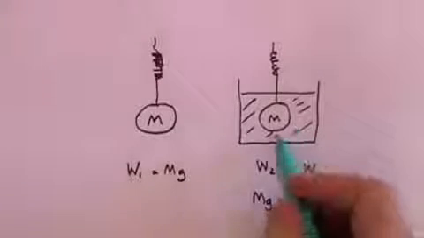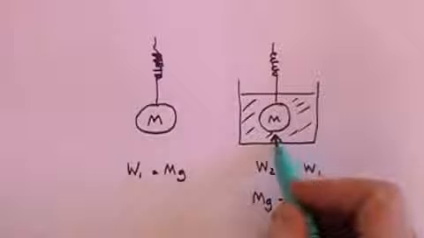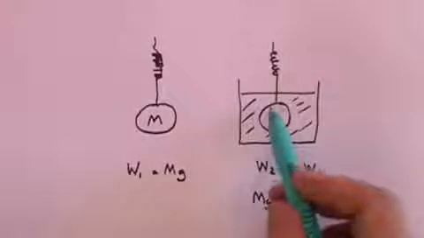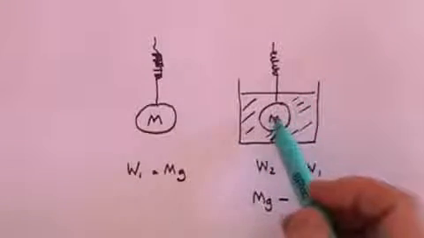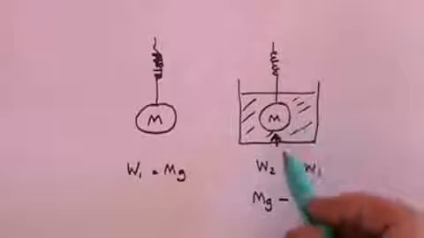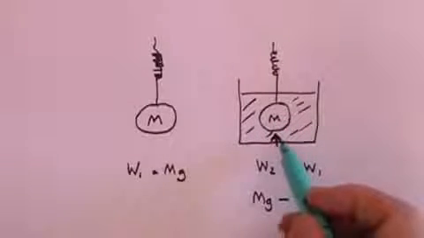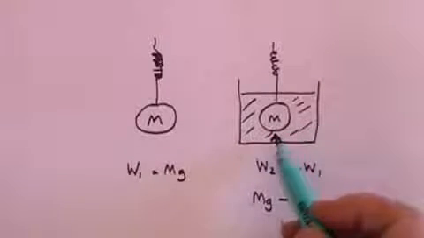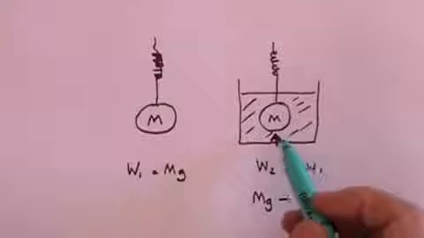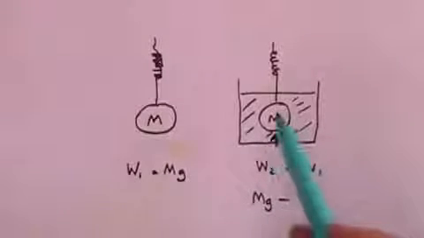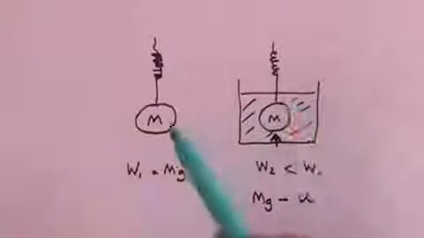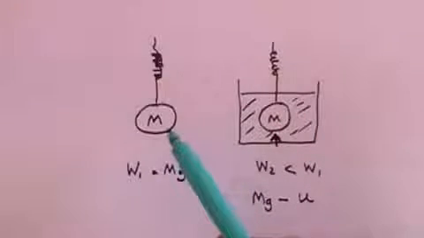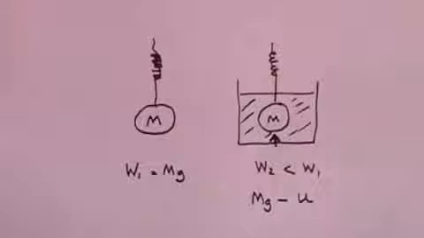U is essentially the force of the water that is pushing the mass upwards. So you've got a force mg acting downwards, but you've got a smaller force called an upthrust, which is the water that is pushing upwards on the mass. And that's why the weight of the mass in the fluid is less than the weight of the mass in air. And now we need to calculate what is this upthrust.